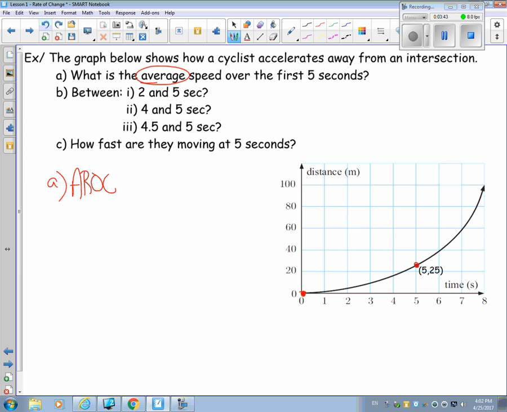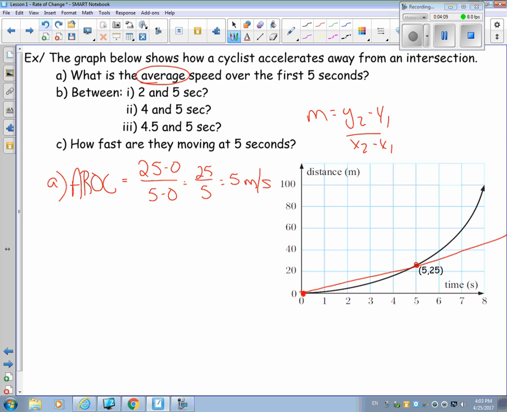And I can do that, and I can even put a line on here and say, here's my average rate of change. Nice straight line. What's the steepness of that? Well, my slope equation, which is y2 minus y1 over x2 minus x1, tells me 25 minus 0 over 5 minus 0, that on average, that cyclist was moving at 5 meters per second. Well, we know by looking at the graph, it wasn't a constant 5 meters a second. At the beginning, it was way below that. It was slower. At the end, he was going way faster than that. It was over the line. But in general, that was his average speed.